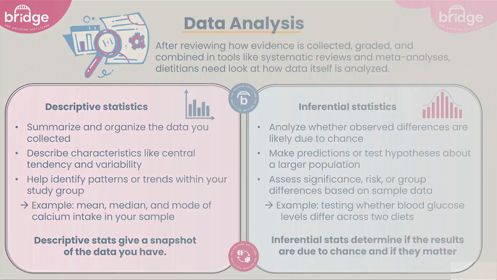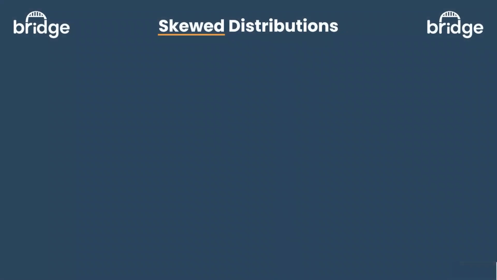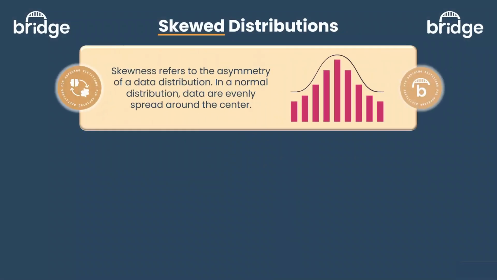But before we start calculating averages, we need to understand one very important concept. Not all data is evenly spread. That's called skewness. A normal distribution is perfectly symmetrical. Like a classic bell-shaped curve, most values cluster around the center, and fewer values appear as you move out to the ends. Many biological measurements follow a roughly normal distribution, like height or fasting blood glucose in a healthy population.